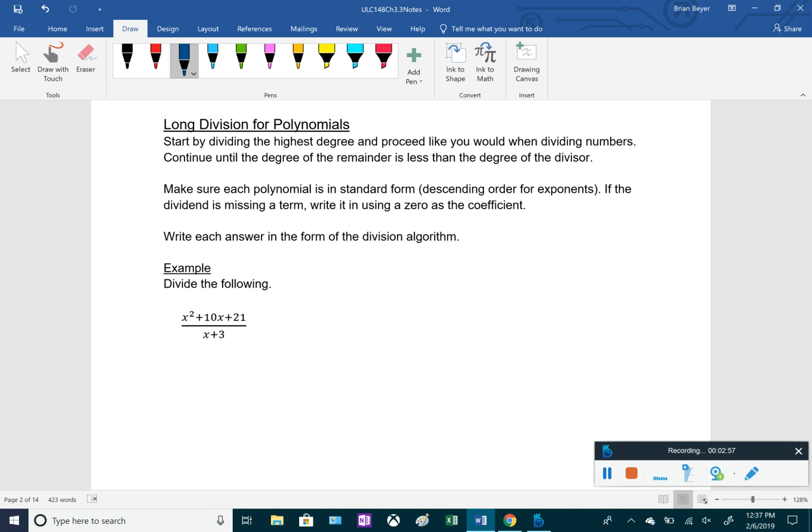We're going to continue doing this until the degree of the remainder is less than the degree of the divisor. We have to make sure that the polynomials are in standard form. So make sure both of them are in standard form when you're dividing. And something to keep in mind, if the dividend or divisor is missing a term, then write the term in using a 0 as the coefficient. You don't have to do this for long division, but it's going to make it a little bit easier so you don't make any mistakes. And we're going to be writing each answer in the form of the division algorithm.